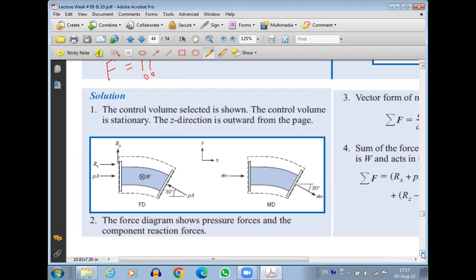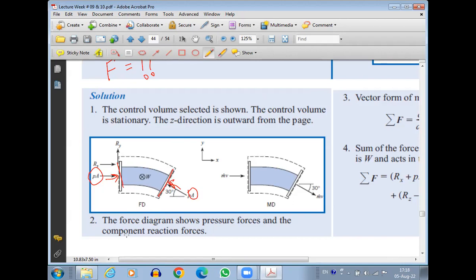When we have to draw the force diagram, there is fluid on this side, there is fluid on this side. I mean, on both sides of the pipe bend, we have fluid. So we are going to have the force of the fluid on both sides. We have PA, the force of the fluid going on this side, and PA, the force of the fluid applied on this side. Since the pressure is the same and the cross-sectional area is also the same because the diameter of the pipe is not changing, that will be the same force on both sides.